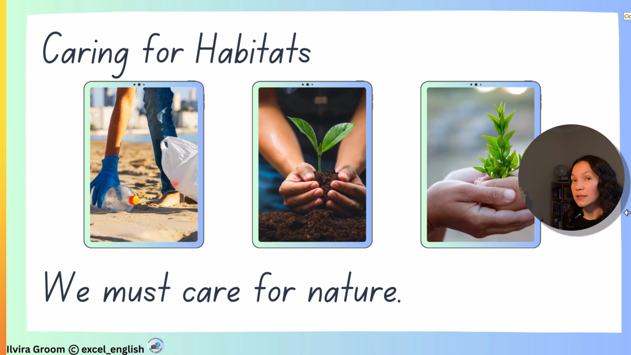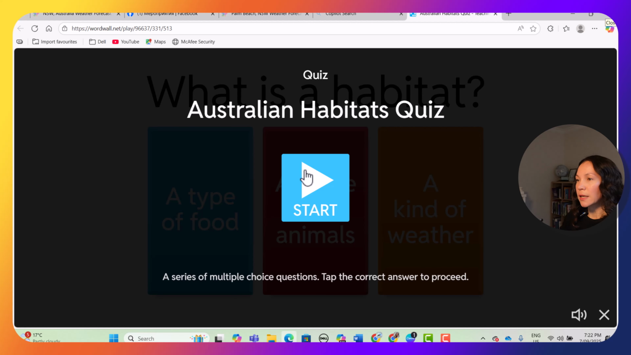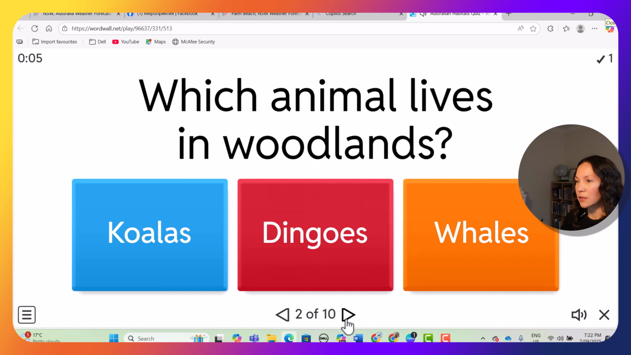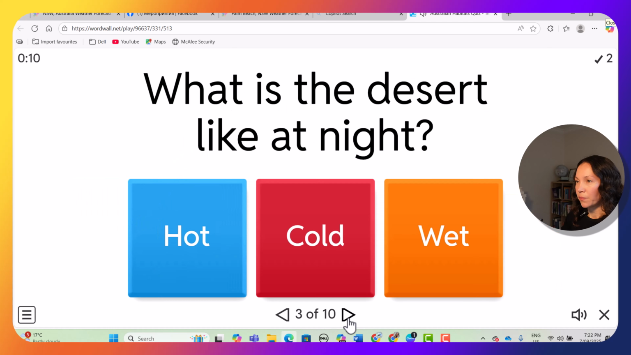You can finish this lesson with a game. So I've got a set of interactive games at the end. So the first game is an interactive game, Australian Habitats quiz, and this game is created on Word Wall. Students love these quizzes.